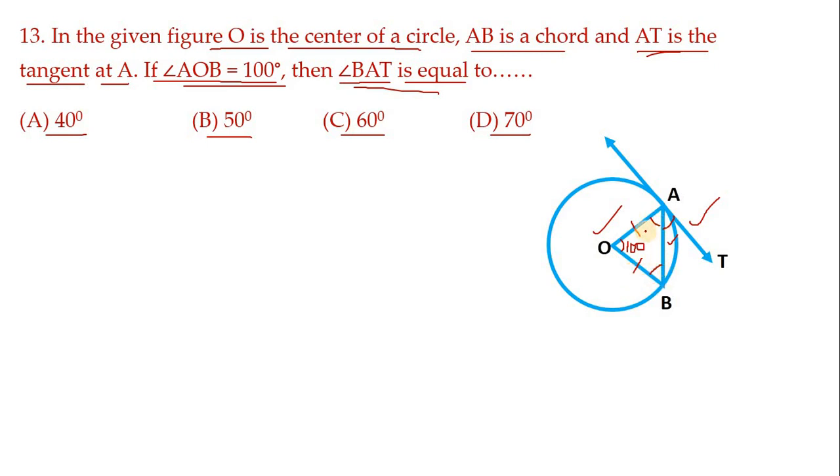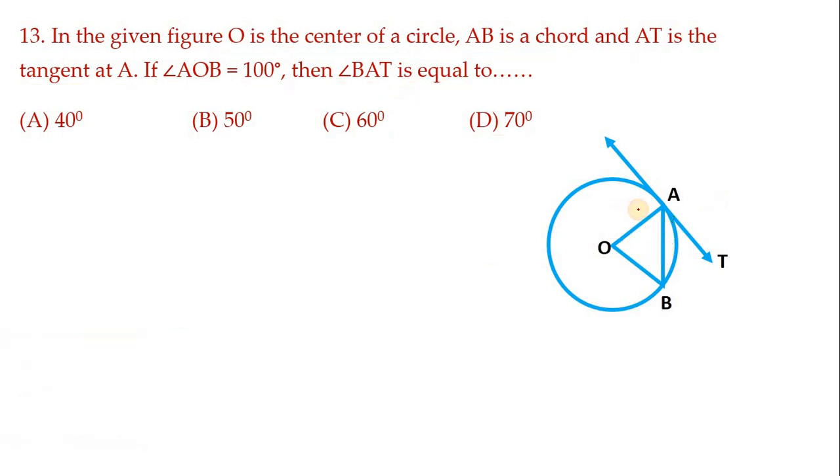Means in angle sum property, the three angles sum to 180 degrees. So this angle will become 40 degrees and this angle also will become 40 degrees. So I repeat again here: this angle is 40 degrees and this angle also 40 degrees.